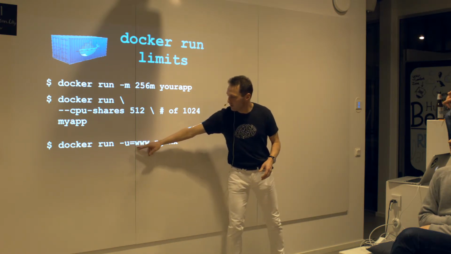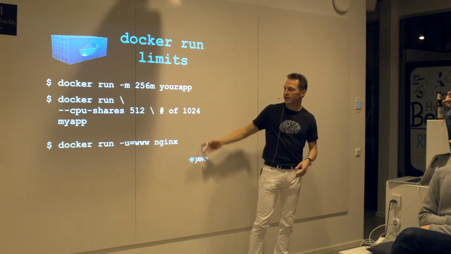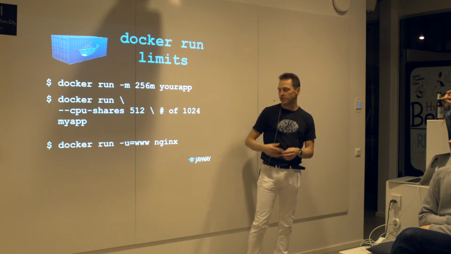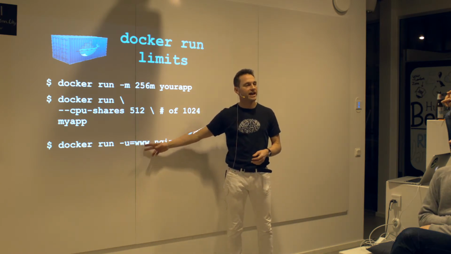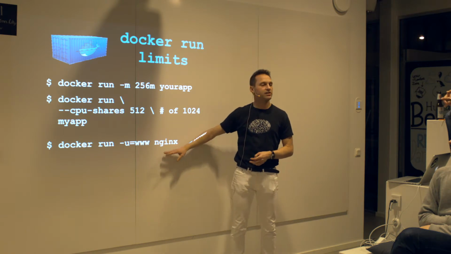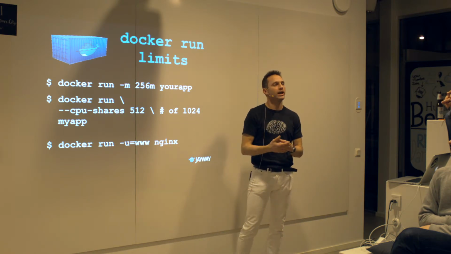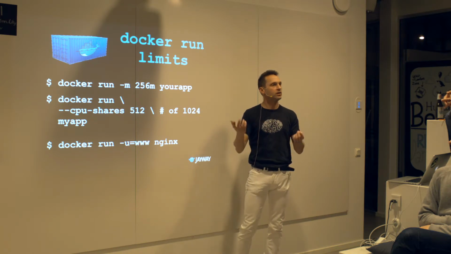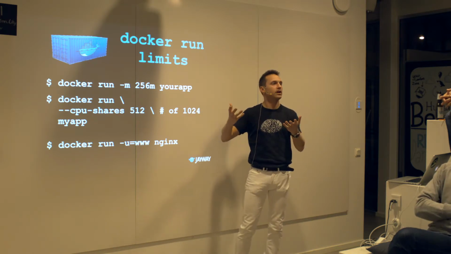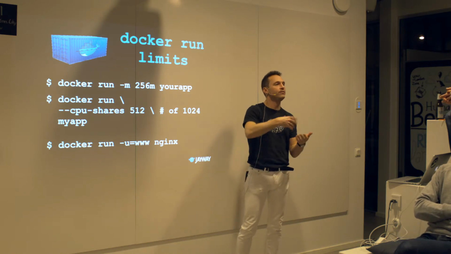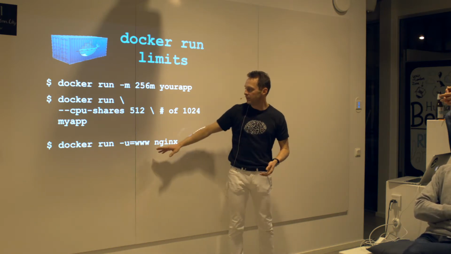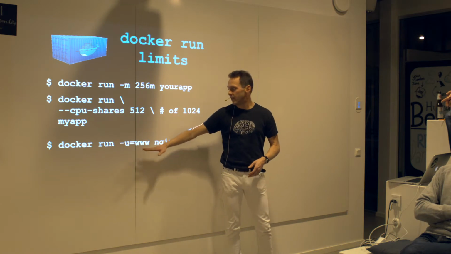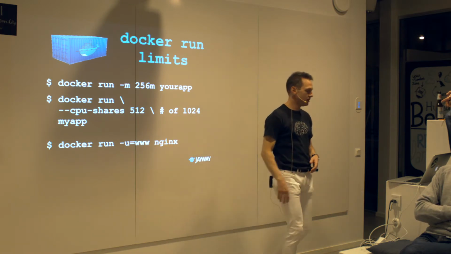And then the last way to limit the Docker container is through what user it gets access to. So this Nginx server will not be allowed to run as root, which is the default otherwise. If you start a container, it will usually be started as root, and then it can change user if it wants to. But if I don't want it to be allowed to do that, I can tell it here to use www.